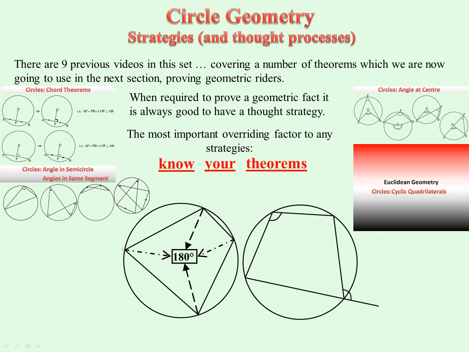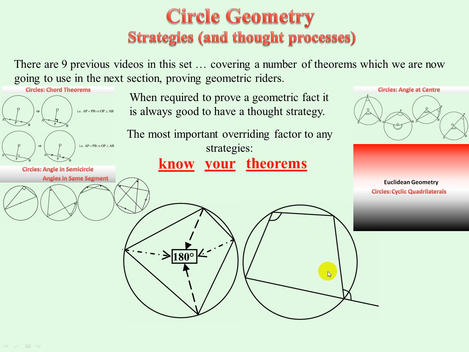Then we have the cyclic quadrilateral. Cycle, bicycle meaning circle, quadrilateral in a circle. Opposite angles, supplementary, adding up to 180. Here we have produced one side of the cyclic quad and we get an exterior angle, and the exterior angle equals the interior opposite angle.